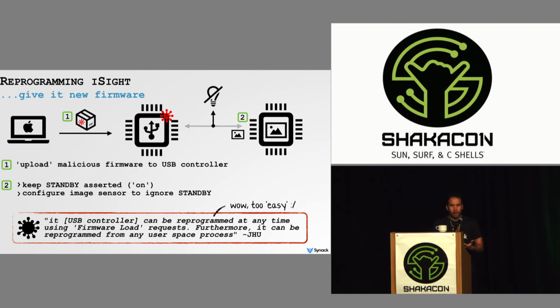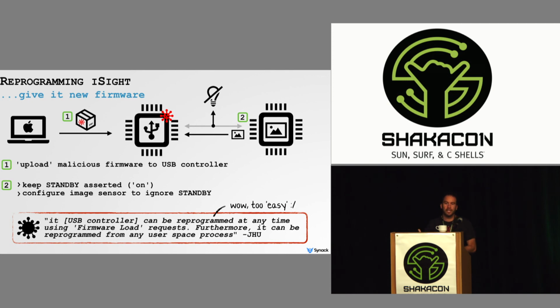What their research found, and it was great research, was a pretty straightforward attack. They found that from user mode, code, even without root permissions, could reprogram the USB controller. They could send a firmware load request to the microcontroller and upload new firmware. Once the malicious firmware was on the USB microcontroller, it could do two things. The first thing it did was tell the standby pin to always be on. This would tell the LED indicator light to always stay off, because it always thought the image sensor was off or not getting powered.